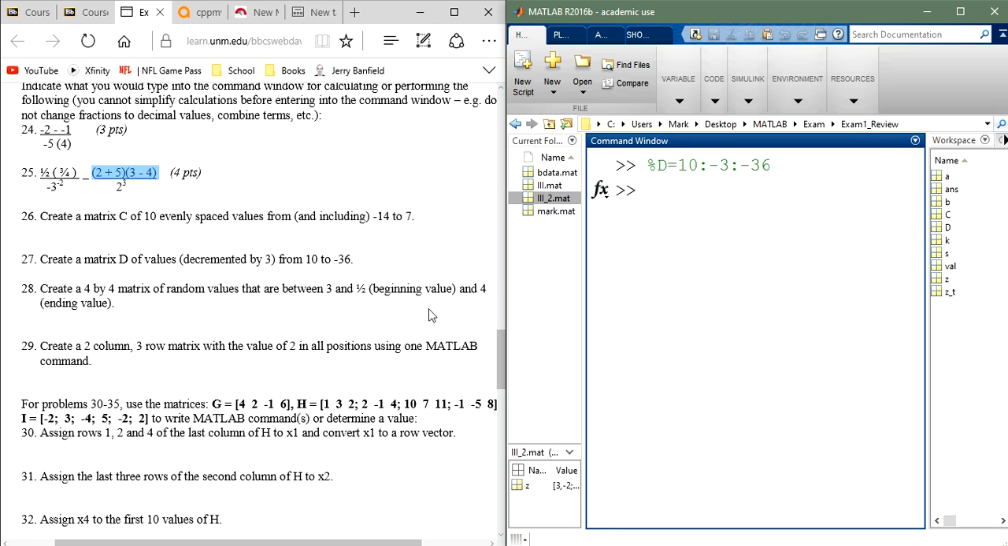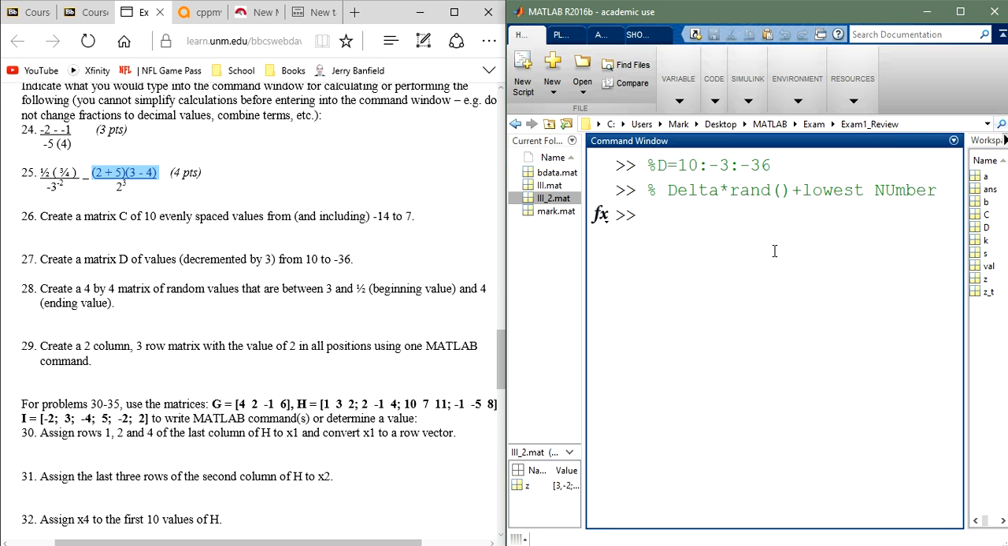Problem 27. The format that you guys need to follow is this. We always do the delta times the random matrix plus the lowest number. That'll make more sense when we get started. So here we have, I'm sorry, 28, not 27. Here we have a 4x4 matrix, so we know that we're using random of 4. We need our values between 3.5 and 4, so our delta is 0.5, so we multiply that by 0.5. And then we add the lowest number, and our lowest number here is 3.5, plus 3.5.